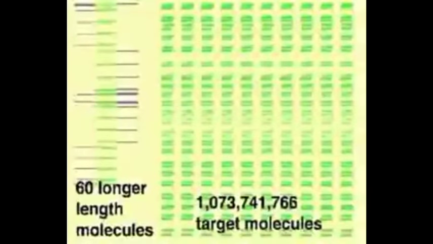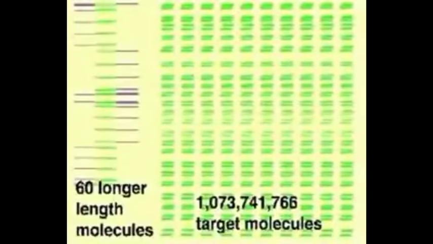By the end of cycle 30, the target sequence has grown to more than 1 billion double-stranded target molecules, whereas there are only 60 copies of the longer DNA molecules. This means that the final product is virtually pure target sequence. Thus, like cloning, PCR selectively generates a large number of copies of a desired DNA sequence from the original mixture of DNA sequences.